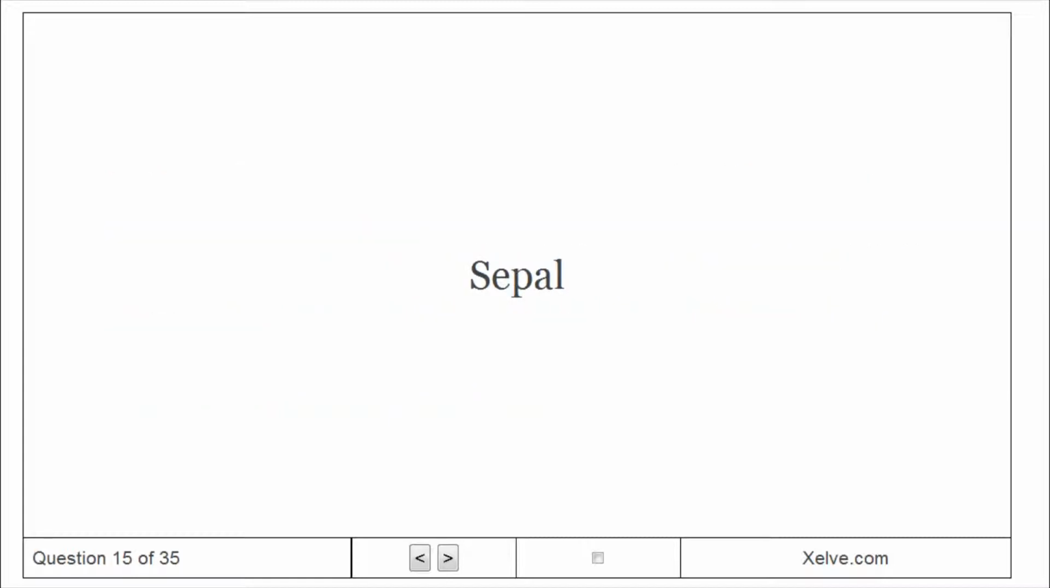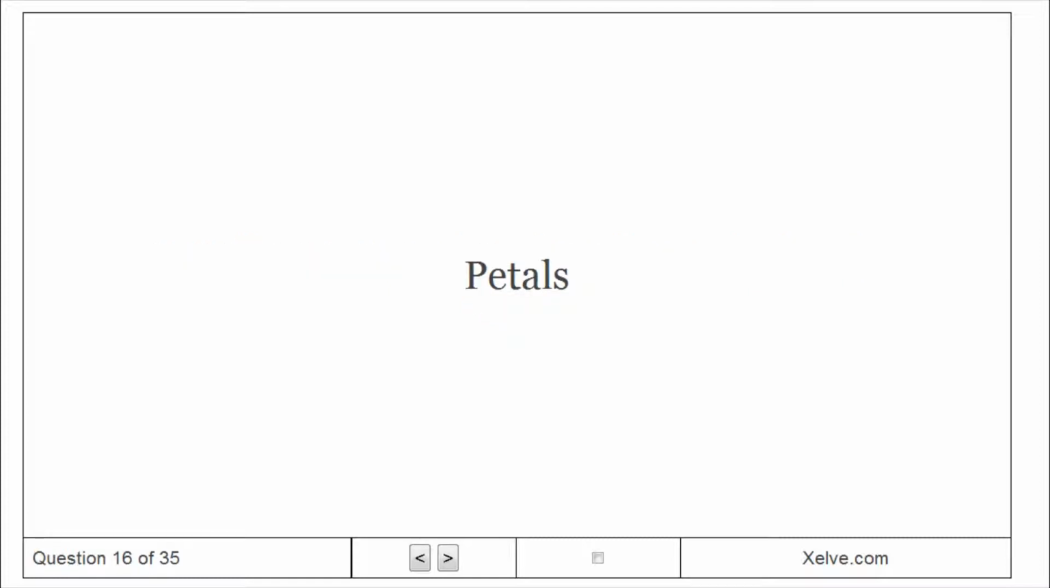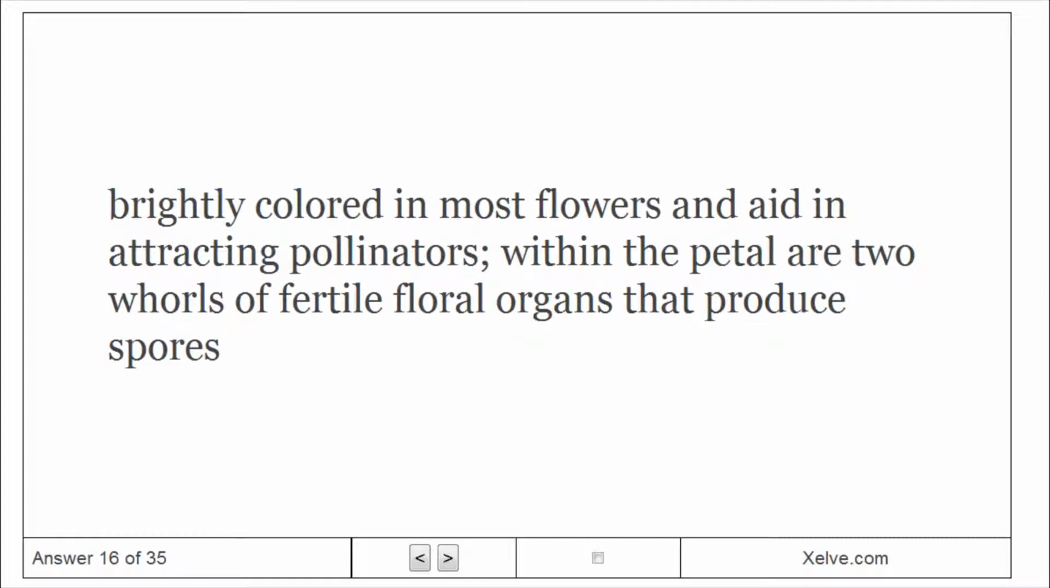Sepal. Usually green and enclosed flower before it opens. Petals. Brightly colored in most flowers and aid in attracting pollinators. Within the petals are two whorls of fertile floral organs that produce spores.